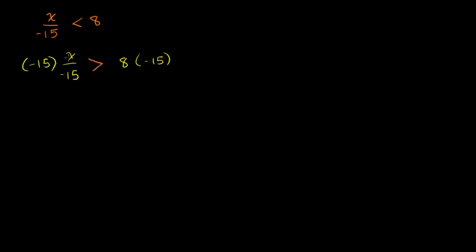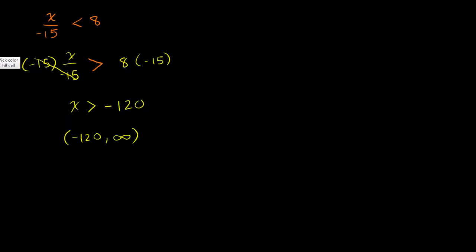And now the left-hand side just becomes an x, because these guys cancel out. X is greater than 8 times 15, which is 80 plus 40 is 120. So negative 120. Is that right? 80 plus 40. Yep, negative 120. Or we could write the solution set as starting at negative 120, but we're not including negative 120. We don't have an equal sign here. Going all the way up to infinity.